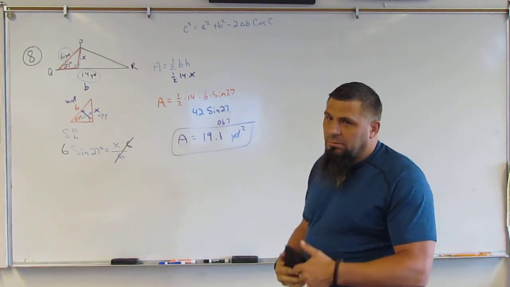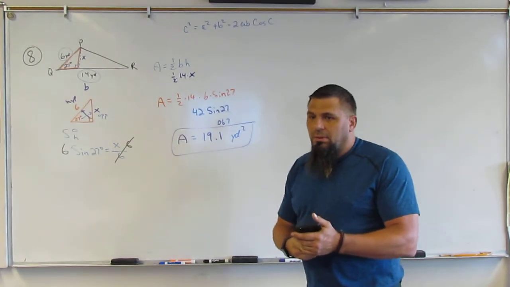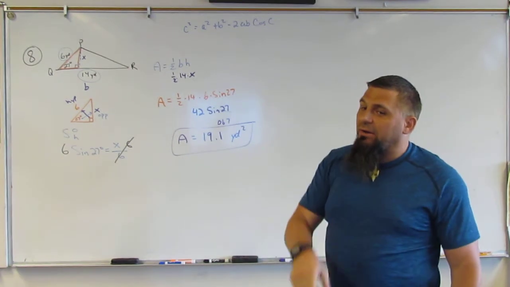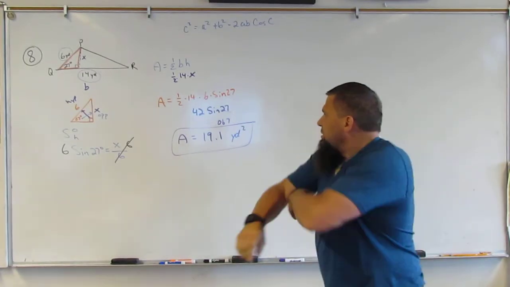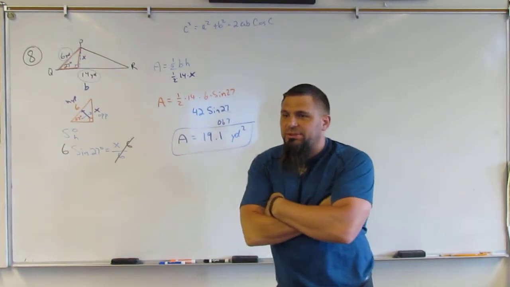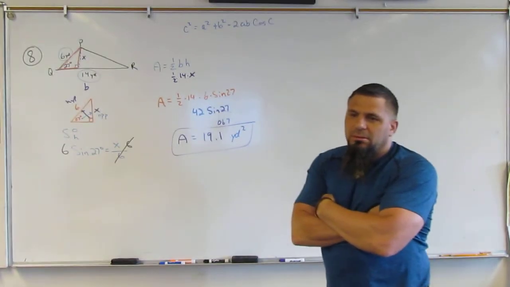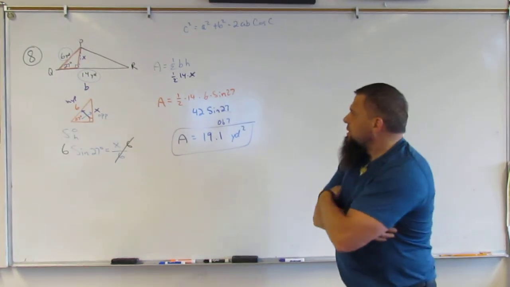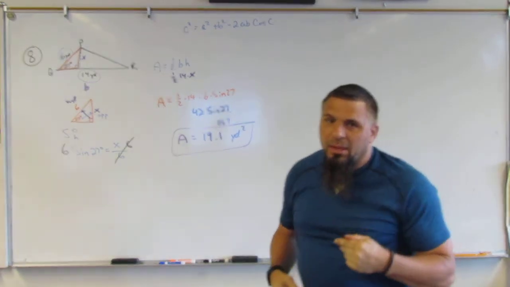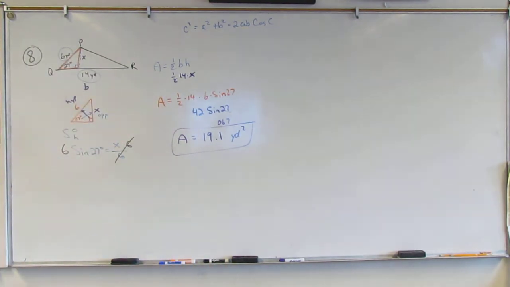How did you type it in? You just did... So for that calculator, you're going to have to do, yeah, you still do 42 sine 27, right? Yeah. Okay, there you go. That was not too bad.